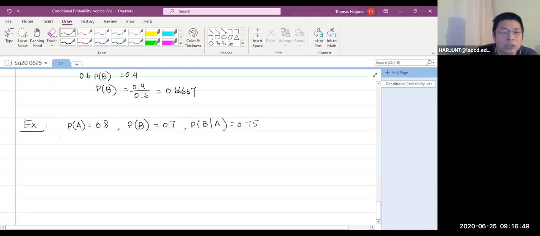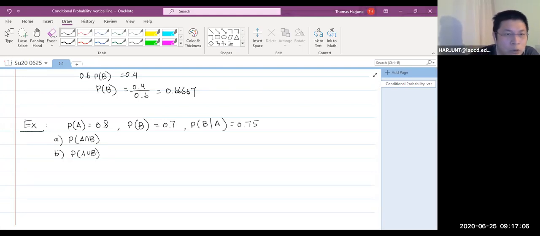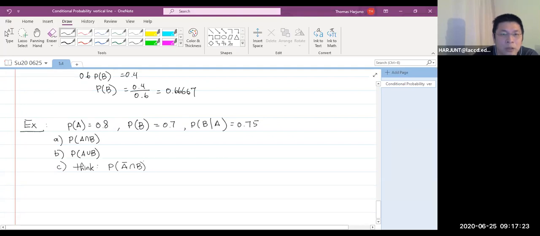So the first question will be: find the probability of the intersection. We can do that. Okay, and then second, find the probability of the union. So you will see this question is actually being scaffolded, in which for you to do part B, you need to know part A first. Okay, and then if you have a chance, you may not get it right away, but think about what is the probability of not A and B. That one, think about that first.